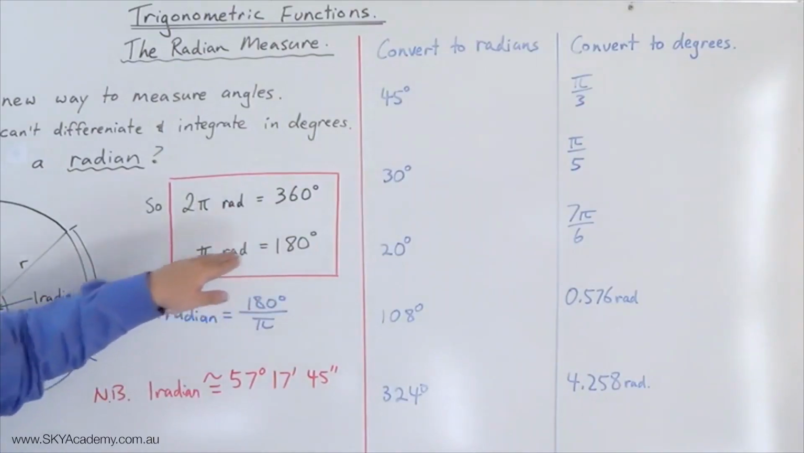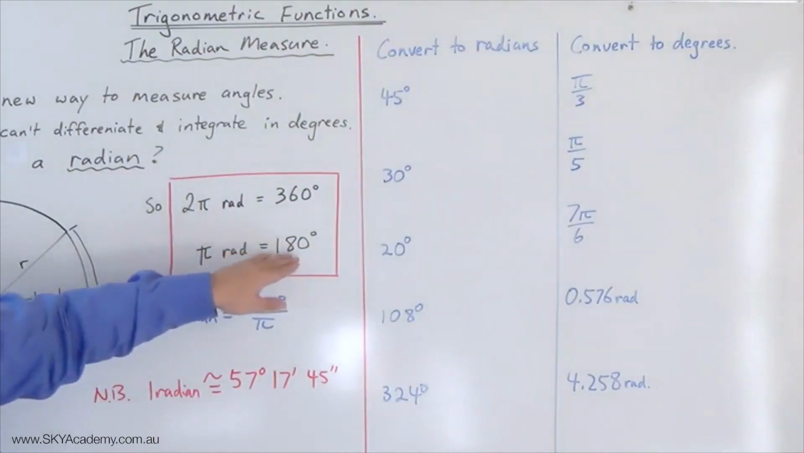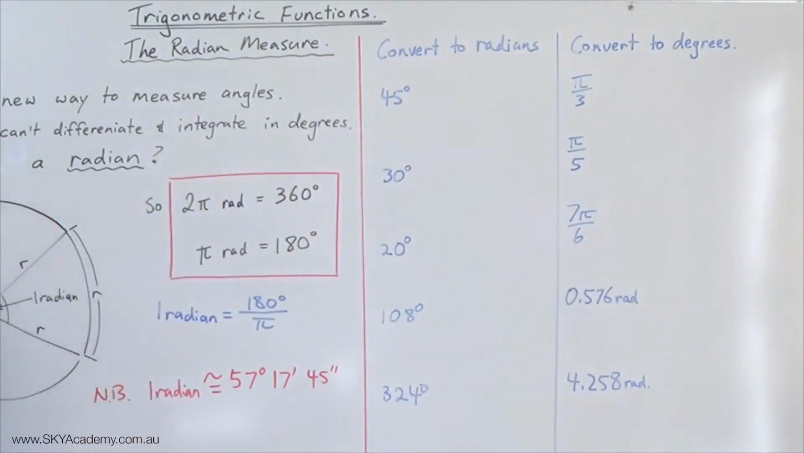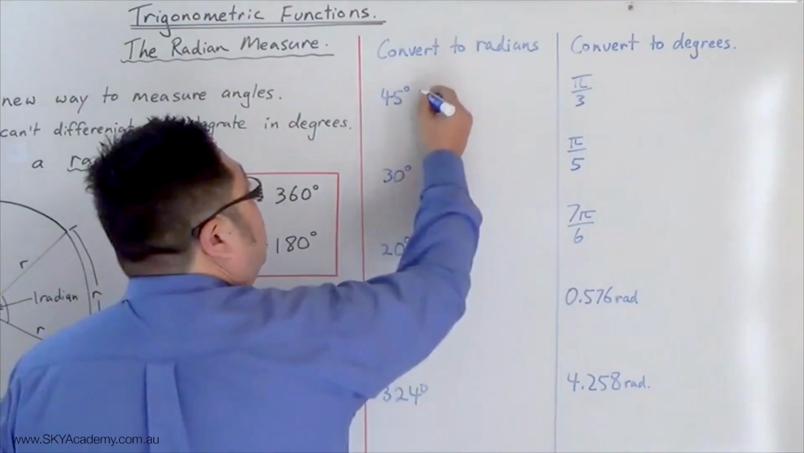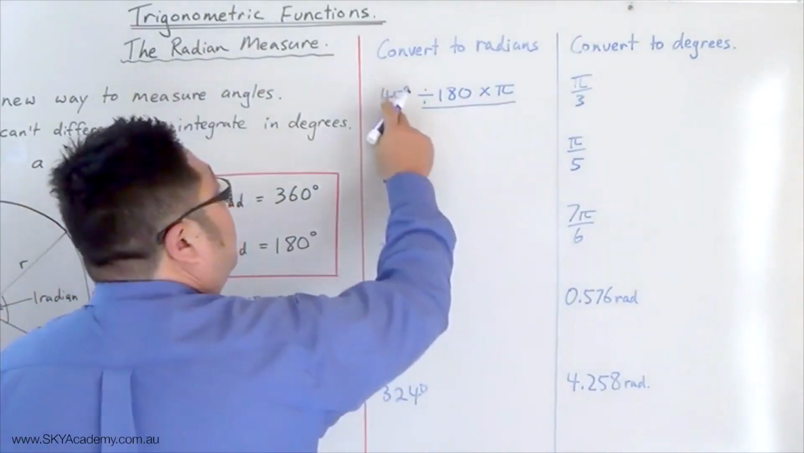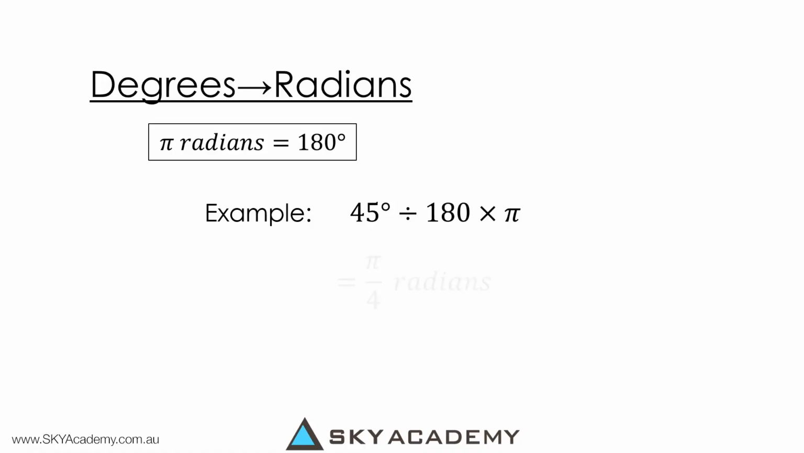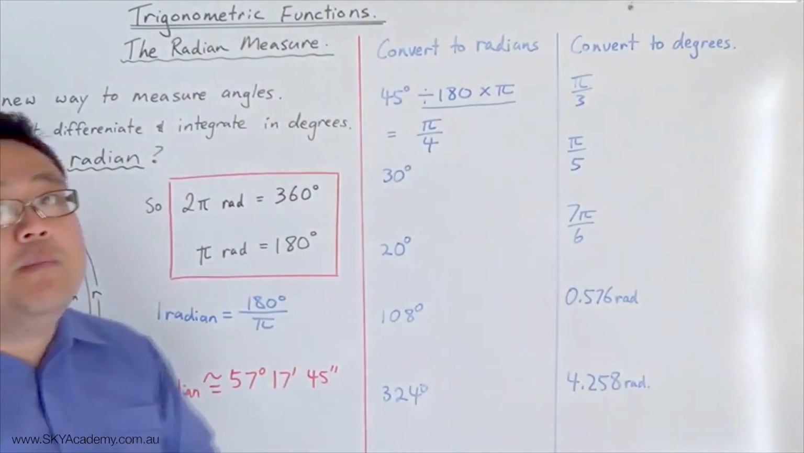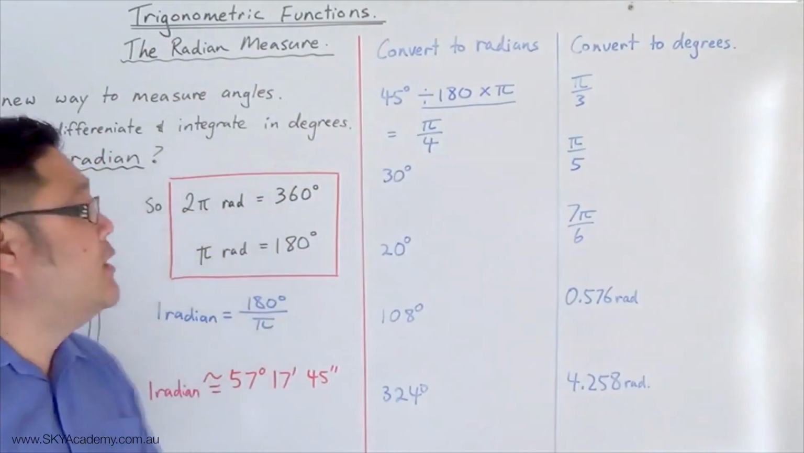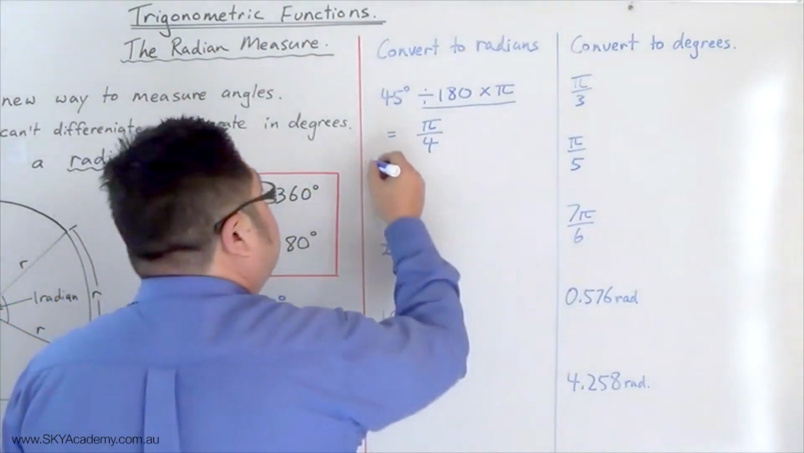Pi radians equals 180 degrees. So to convert 45 degrees into radians, what you have to do is divide by 180 times by pi. Got that? So 45 over 180 is pi on 4. You're going to have to become really fluid with doing these sort of questions, but that is how you do that one.